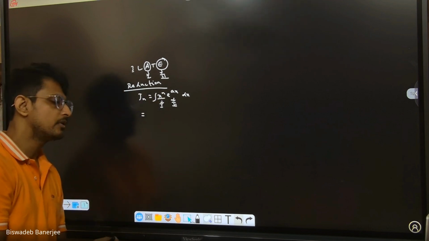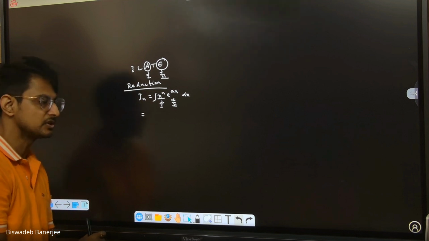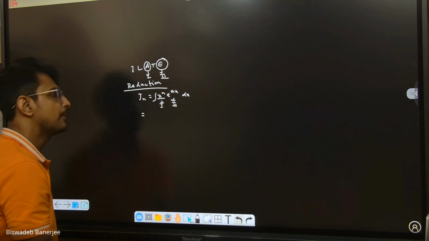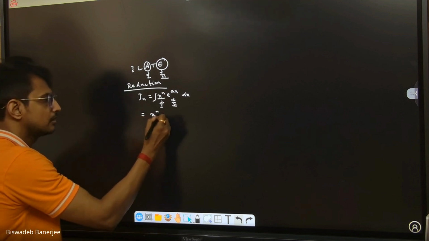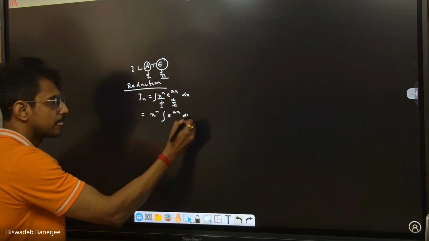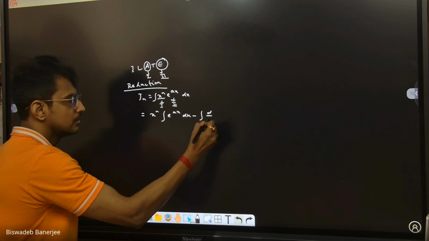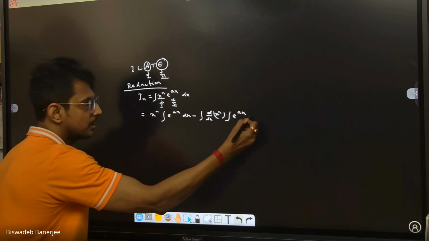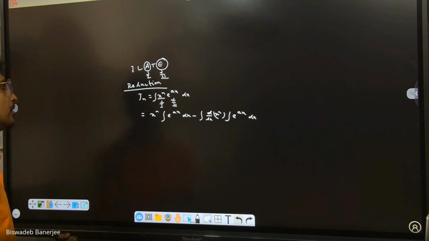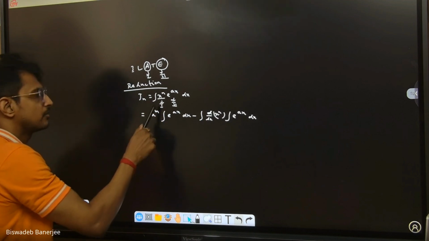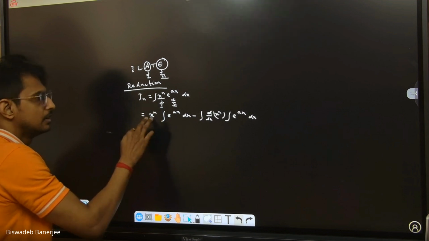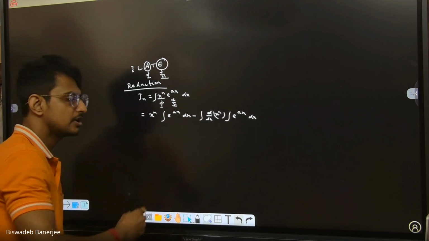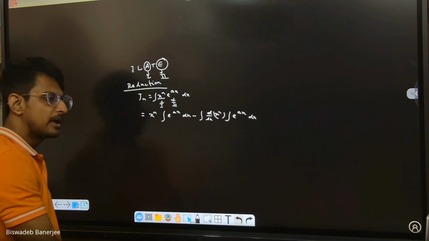So x to the power n will be our first function and e to the power ax will be our second function. So this will be our by parts. If we apply the by parts method, this will be first function into integration of second function, minus integration of derivative of first function into integration of second function dx. We are just applying the formula.